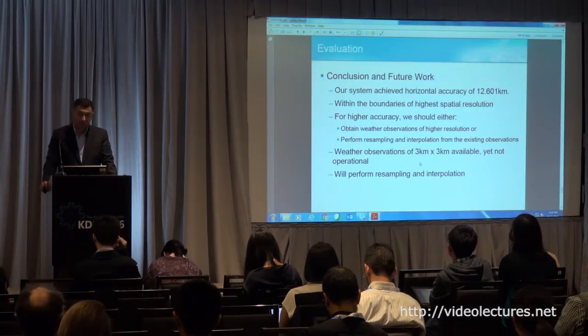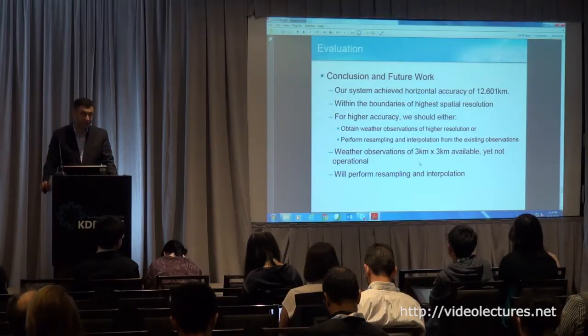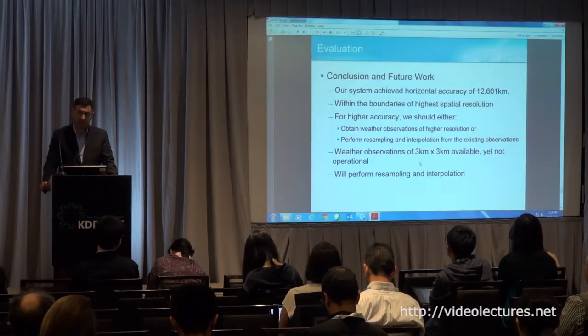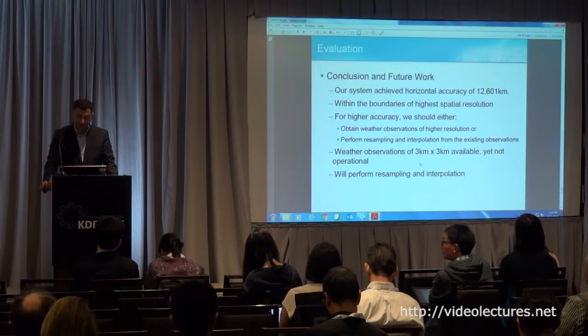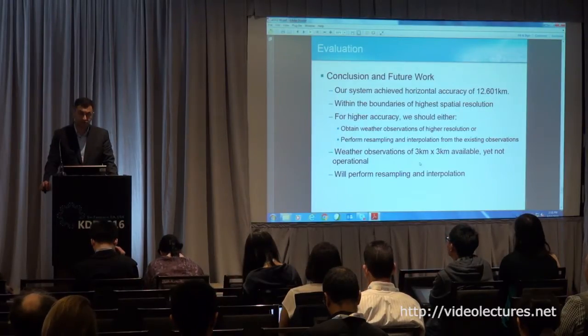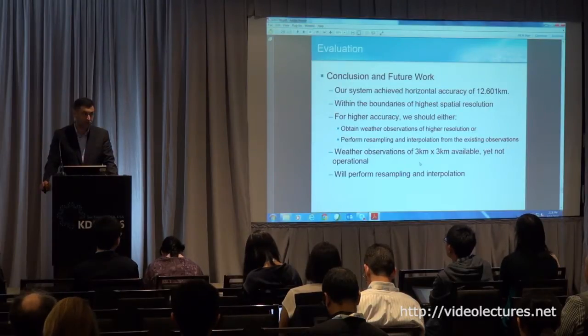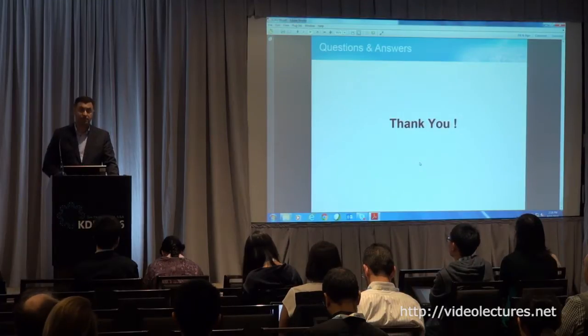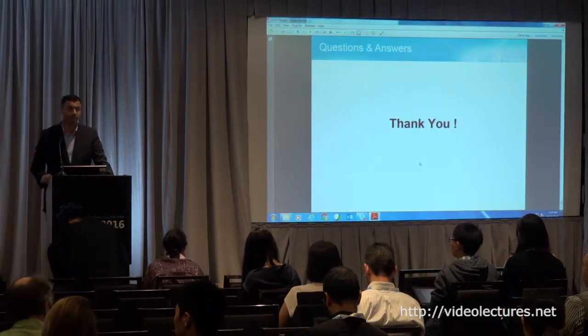Another option, which at the time of this paper we were not able to implement, but now we do have, is performing resampling and interpolation from existing observations, and we increased our resolution and accuracy, so we achieved really way higher results. I'll be happy to discuss offline as I'm kind of going over, and I don't want to do that. So that's where we stand, and thank you very much for your time.